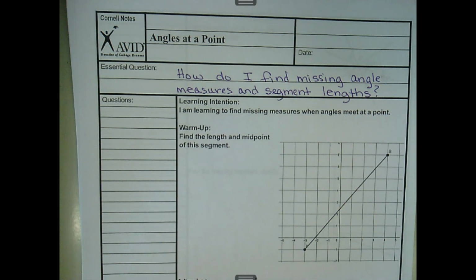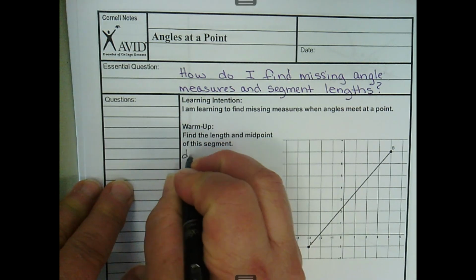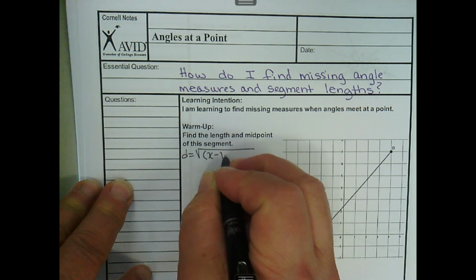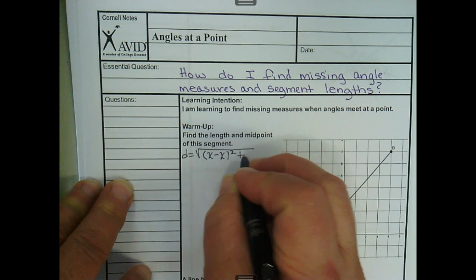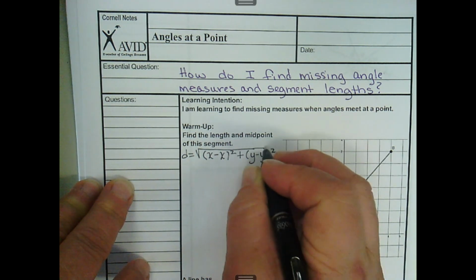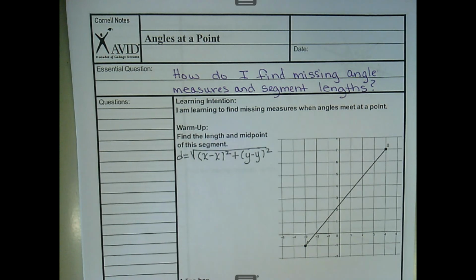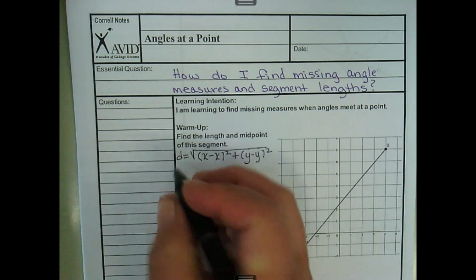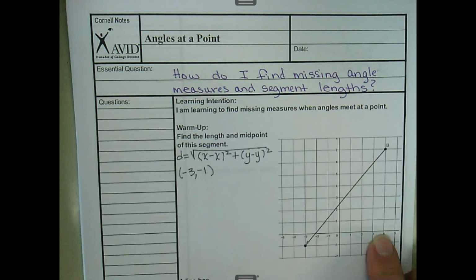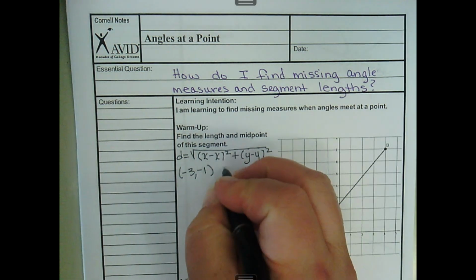Well, for the length, we used the distance formula. Did you remember? D is equal to the square root of your x value minus your other x value squared plus y value minus your other y value squared. So logically, the first thing to do is to identify the 2 points. Point A is -3, -1. Point B is 4, 7.